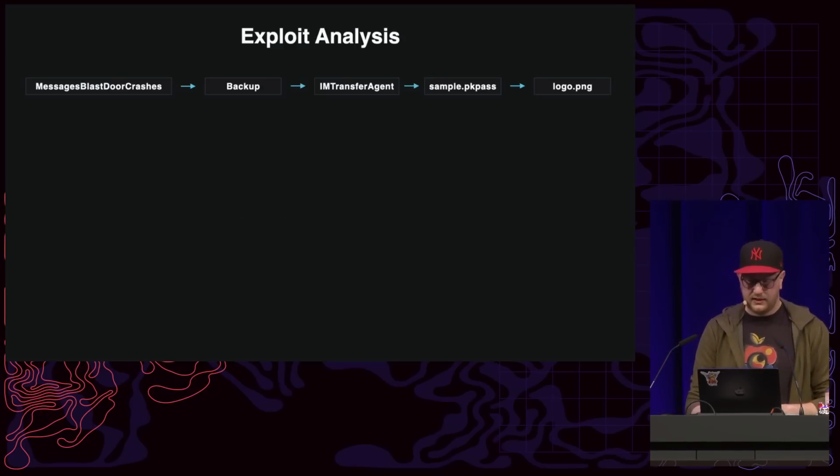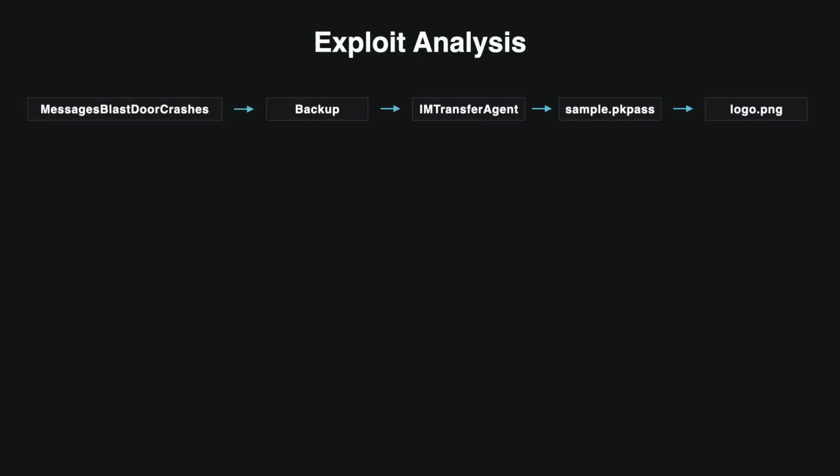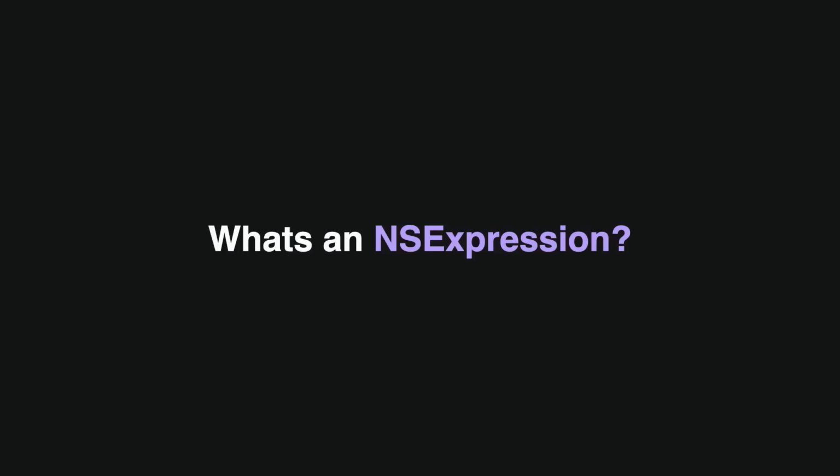So once I investigated the logo.png a little bit more, I could see there was a binary plist attached to it. And this binary plist had an object at offset 11 that contained an NS expression. So, what is an NS expression?